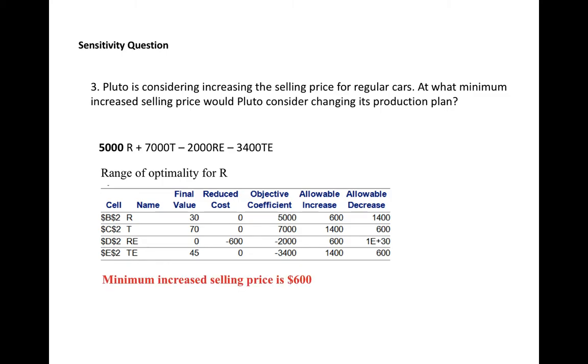So we can say that the minimum increase in selling price that keeps the current production plan the same is going to be $600. If you increase more than $600, then you have to change your production plan to maximize your profit.